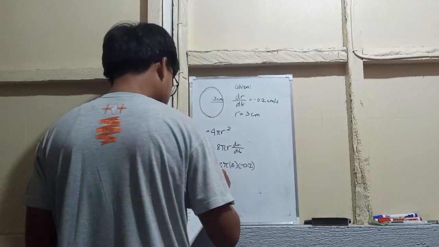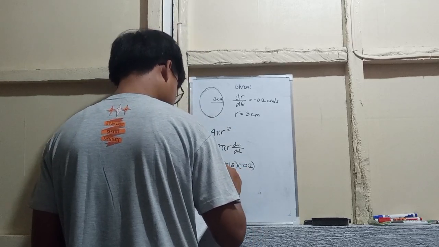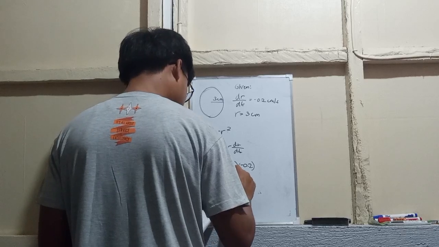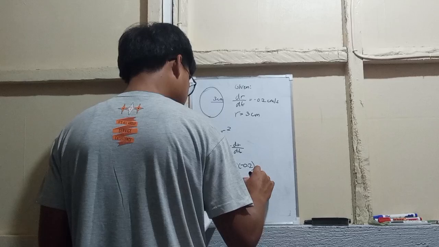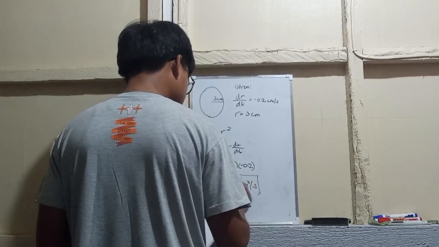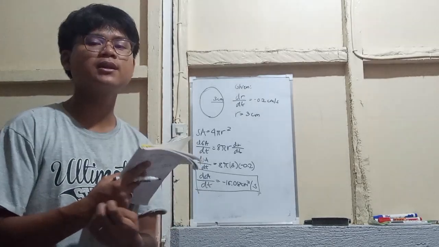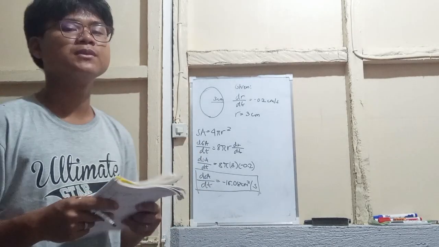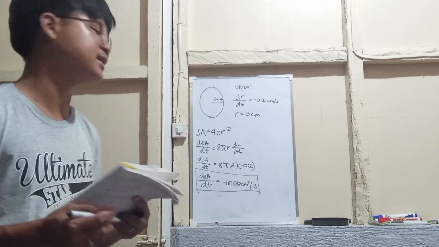So when you solve it, you will get the value of negative 15.08 centimeters squared per second. So the changing rate of the surface area is equal to negative 15.08 centimeters squared per second. So we'll proceed to the next problem.